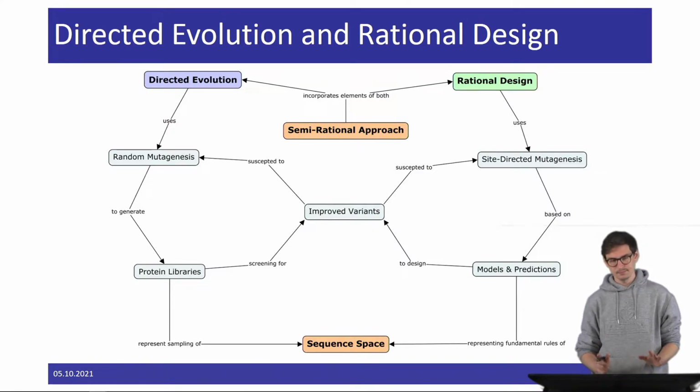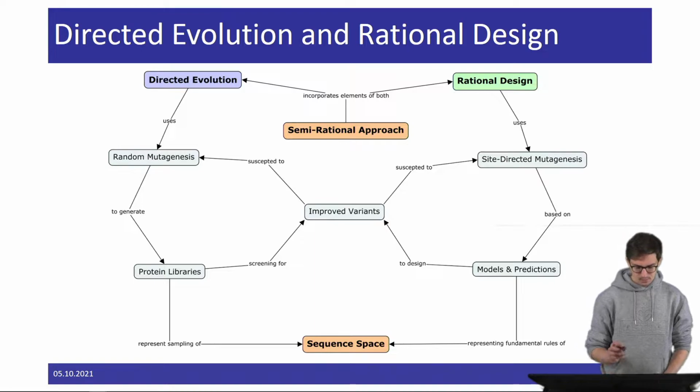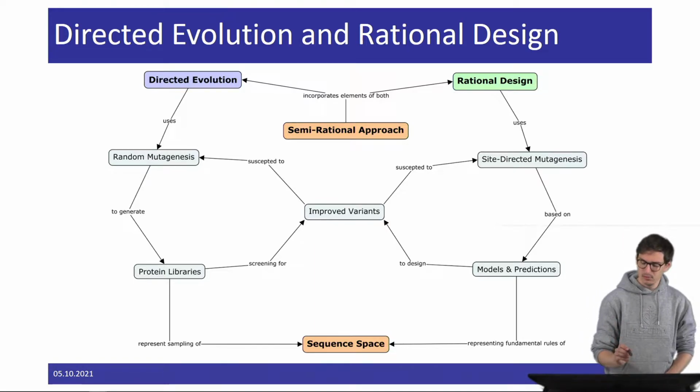Okay, let that sink in. Now we want to think a bit more conceptually about directed evolution and rational design, the two types of thinking with which protein engineering is approached. All right, so let's start at the common point: some sort of improved variant. This is what we are looking for, right?